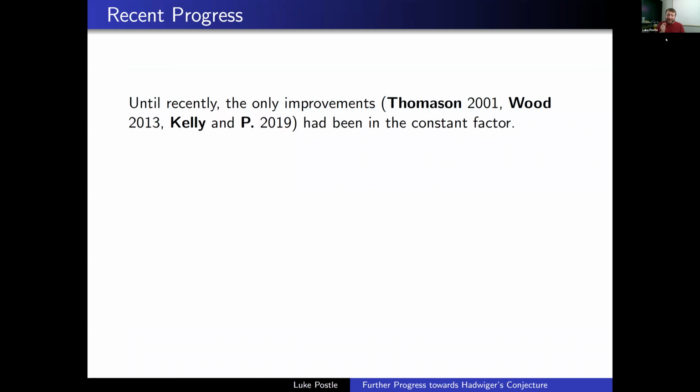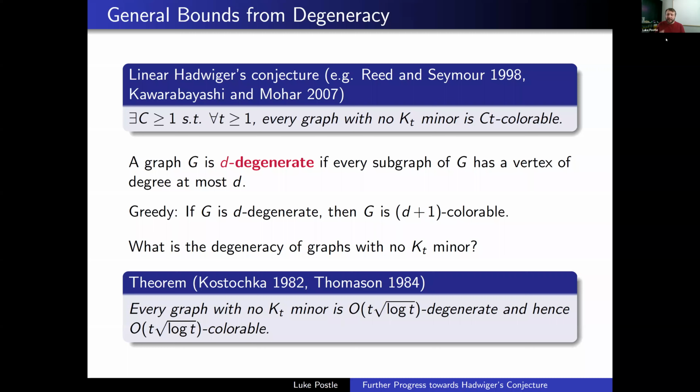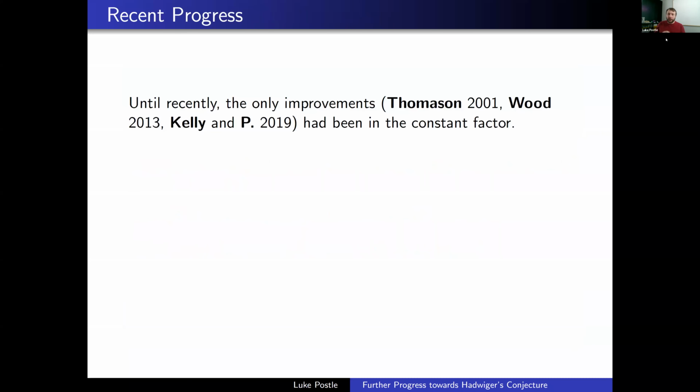So Thomason figured out exactly the right constant there. I should mention, this theorem is tight. If you take a random graph on roughly T root log T vertices, G(n, p) with p a half, you're going to find no K_T minor, but you're going to have high average degree. Thomason figured out exactly the right number, and then Wood made an additive improvement.